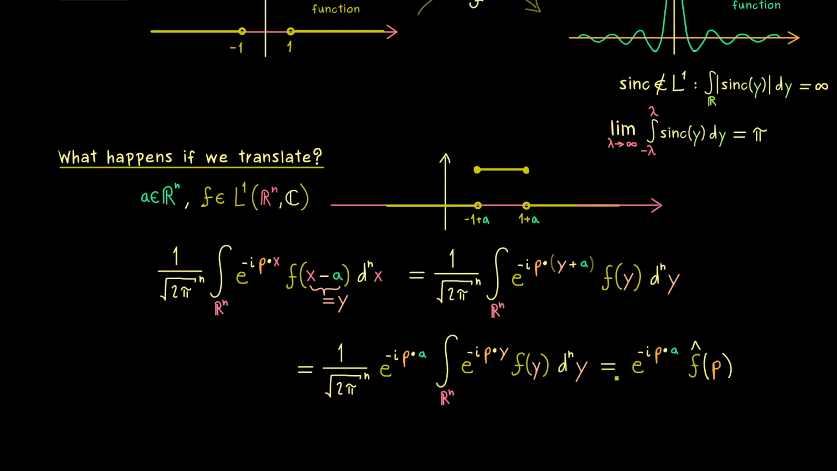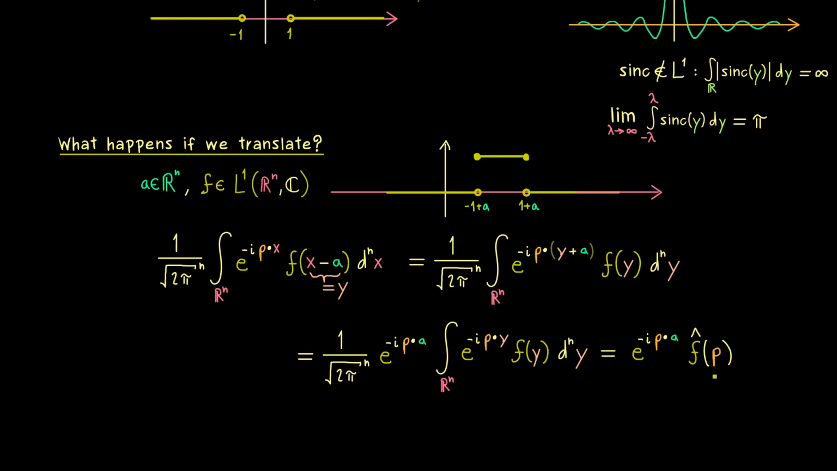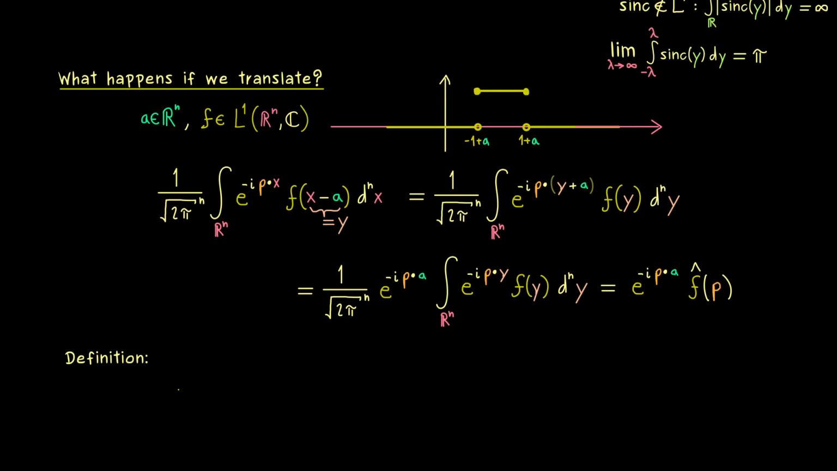And if we abbreviate the Fourier transform of f by f hat, this is the resulting formula. So an additive translation in f gives us a multiplication for f hat. And in order to make this precise, we should define a translation operator and a multiplication operator. So maybe let's call the translation operator T_a, and this one should act on functions defined on R^n.